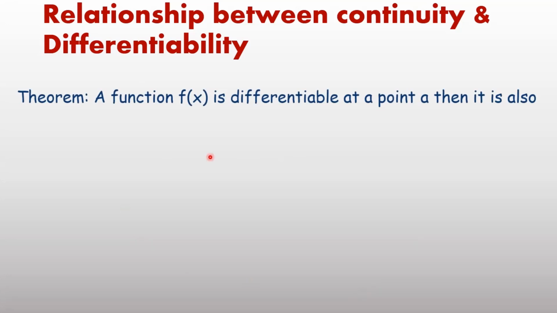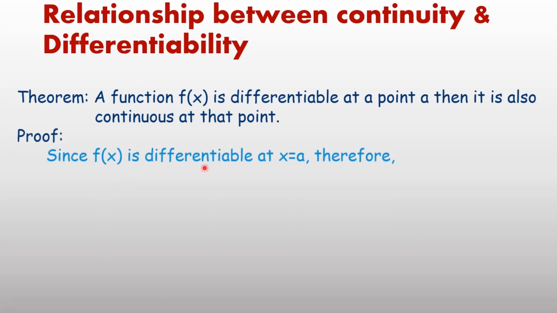Now, a question arises about the relationship between differentiability and continuity. Continuity represents that the function is continuous at that point. The curve of the function is not broken, which implies it is continuous. And differentiability means at that point you are able to draw a tangent. If at that point only one tangent exists, then you can say it is differentiable. There is no corner point at that point.